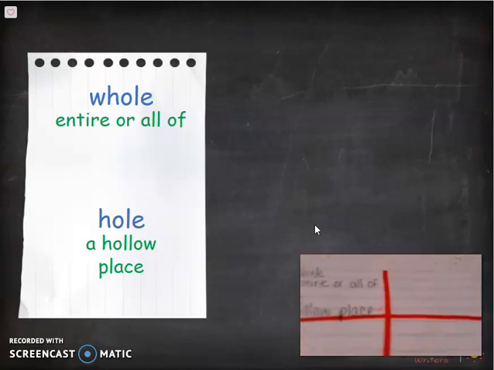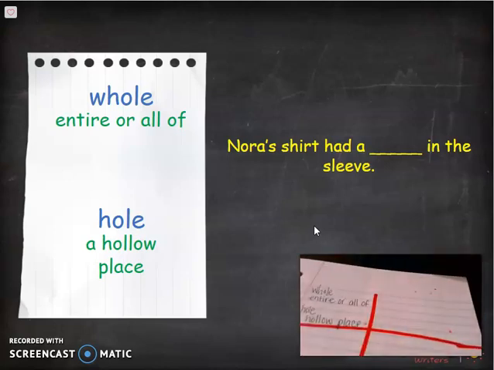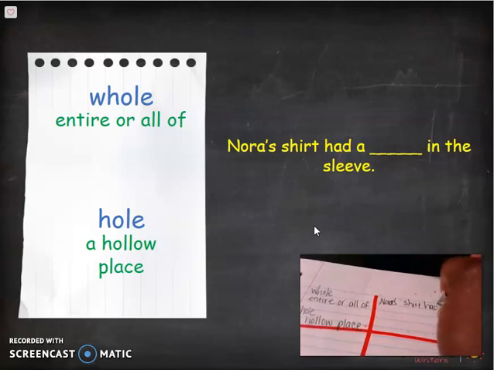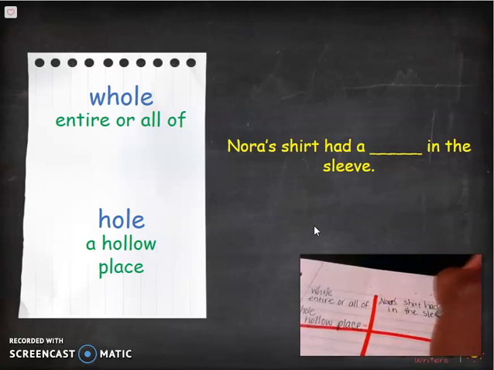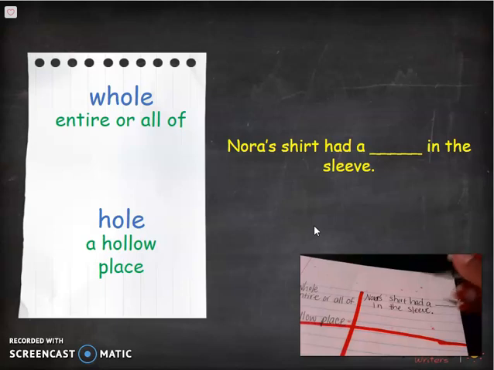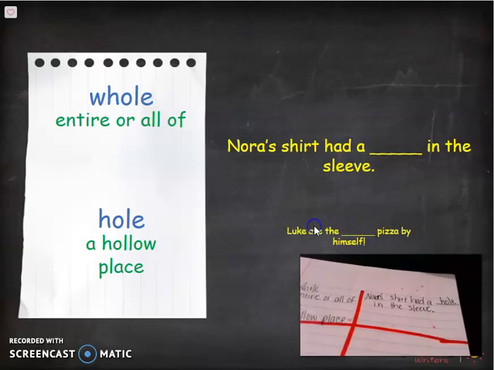Okay, and we'll go ahead and write our sentences for those. We have Nora's shirt had a hole in the sleeve. Now, was the whole shirt a hole? No, she only had a hole in her sleeve, which was like an empty space. You could probably see her arm through her sleeve, but that would be hole without the W.